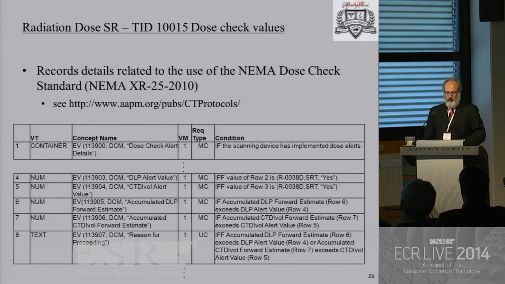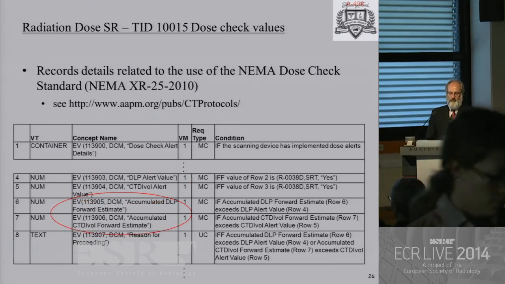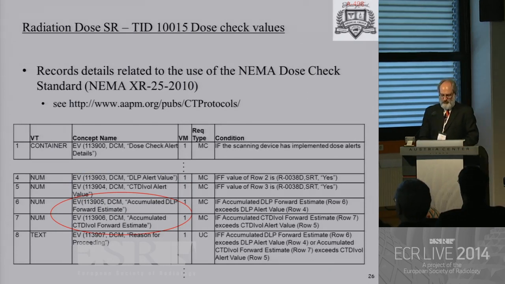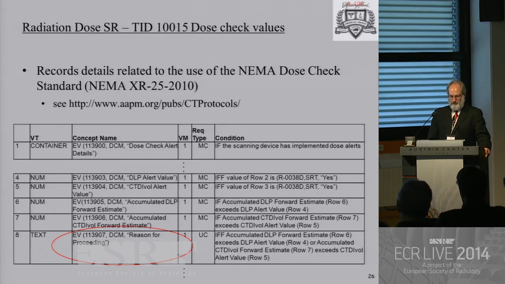And they also added in 2010, which is now in the standard, the National Electrical Manufacturers Association dose check values, such that the alert values can be stored in the radiation dose structured report. And then for the specific patient, if you set your procedure up, you can estimate what the actual dose is going to be, and if those fall outside the dose alert and or if the patient exposure is outside, the reason why you continued with the study. So that information is all in the new CT radiation dose structured report.